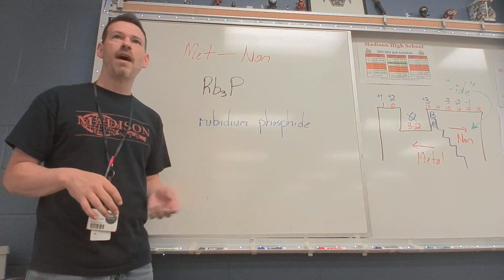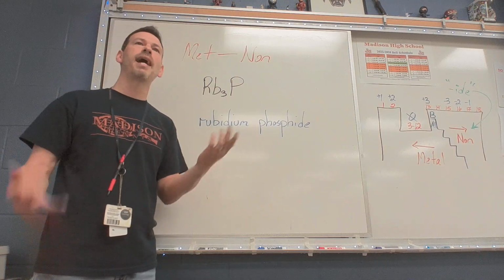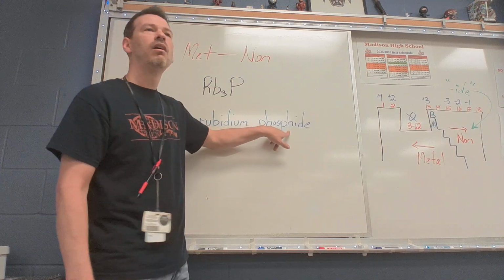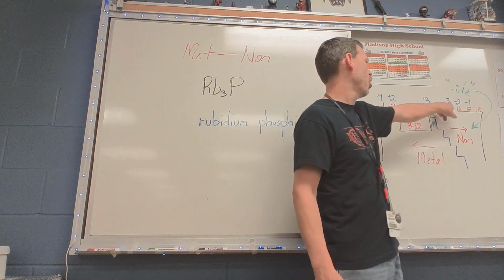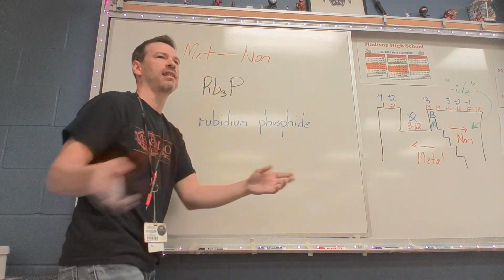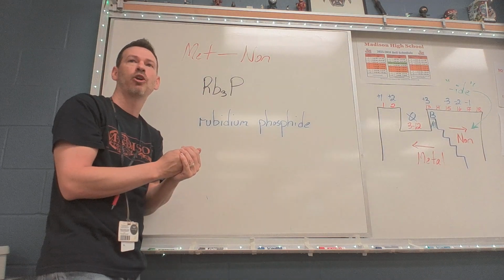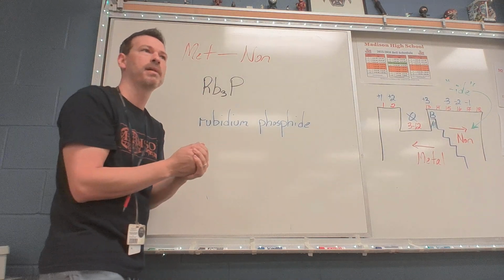Rubidium phosphide. Now, a lot of students are like, well, what about the 3? You didn't do anything with the 3. I know, because it's hidden in that word, right? Phosphorus has a charge of 3, which is why if you went back to that, you would do all the crisscross madness. But going this way, as long as you are on your game, you're not going to mess it up.